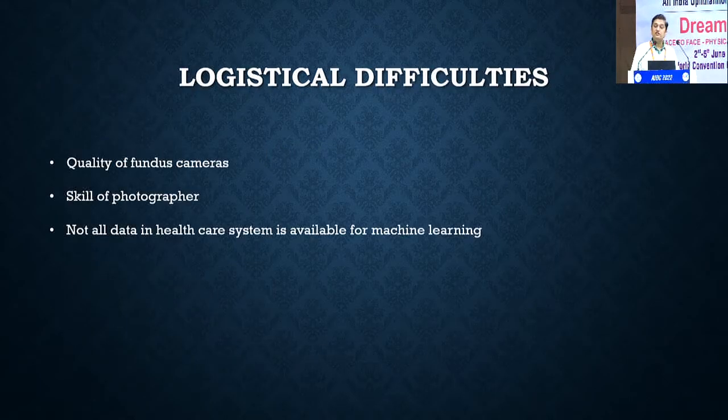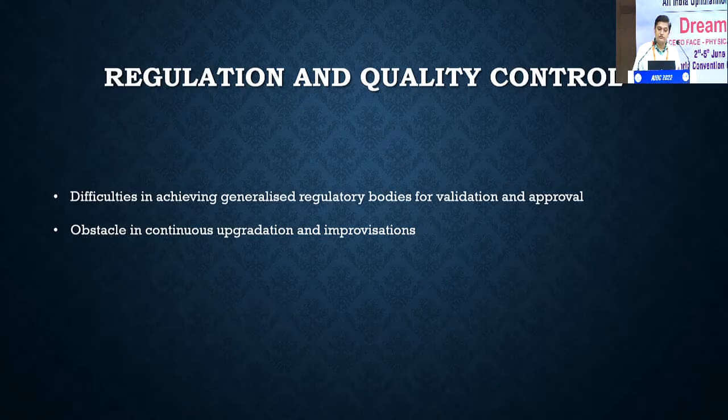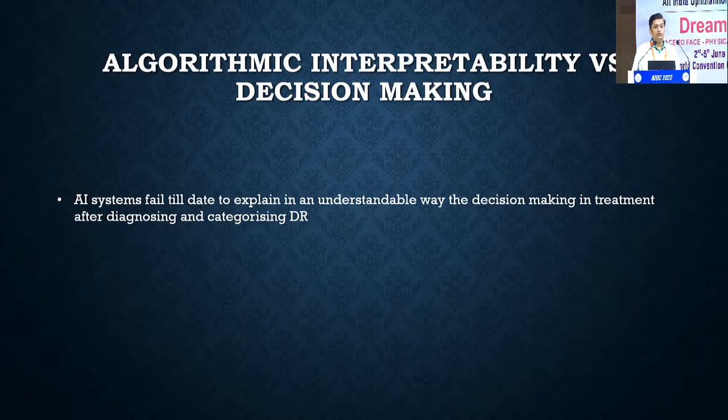Logistical difficulties are also there. There might be cataract, there might be poor acquisition of image. The skill of the photographer also comes into play. So not all data in the healthcare system is available for machine learning. You discard many images, but do you need to discard them? They were really diabetic retinopathy and you discarded them, so that's not right. There have to be big bodies to regulate and do quality control, and that is still not there. So the baby is still small. This is what I want to say.